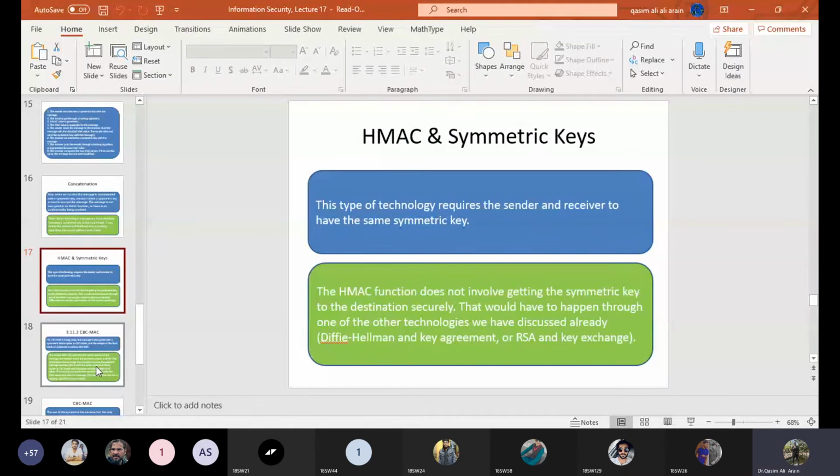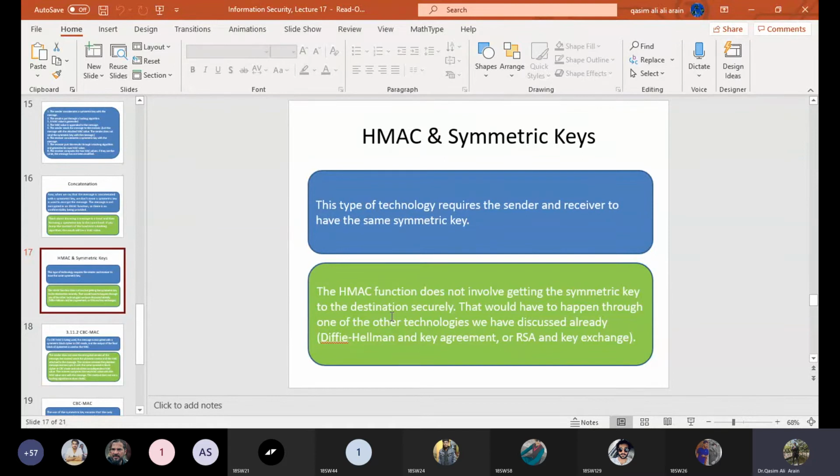Then you have HMAC and symmetric key. This type of technology requires the sender and receiver to have the same symmetric key. So the HMAC function does not involve getting the symmetric key to the destination securely. That would have to happen through one of the other technologies we have discussed earlier, like Diffie-Hellman and key management or RSA key exchange. Now see, HMAC's function is not to do secure key distribution.